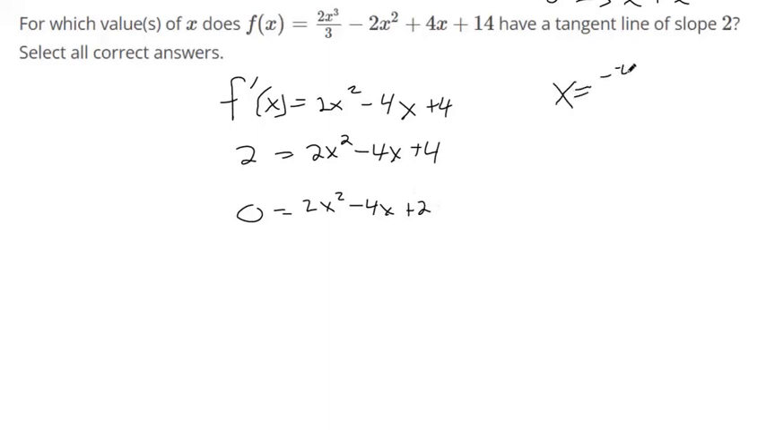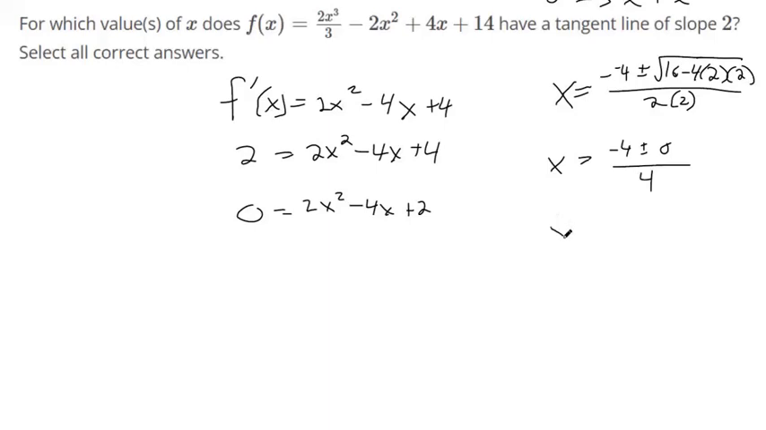Negative b, so negative -4, plus or minus the square root of b squared, so -4 squared is 16, minus 4 times a times c all over 2 times a. Okay, so 4 times 2 is 8. 8 times 2 is 16. So 16 minus 16 makes 0. So this one, if I simplify, I get, oh, that's a negative 4, so that's a positive 4. So I get 1 for a tangent slope of 2. When x equals 1, we have a slope of 2.